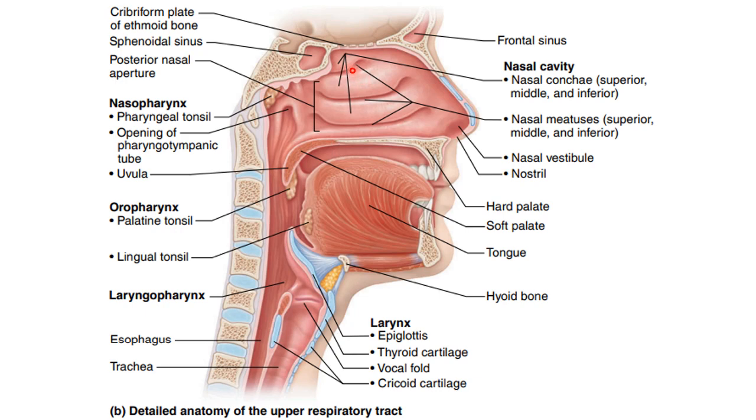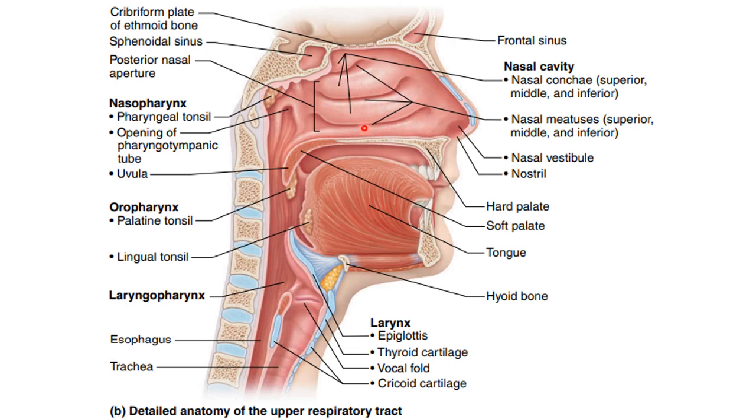So this concha will cover particular spaces called meatai or meatus. So if your projection is the concha, the ridge or the depression on the nasal cavity wall would be your meatus. So like the concha, you have superior, middle, and inferior concha. You also have your superior, middle, and inferior meatus.